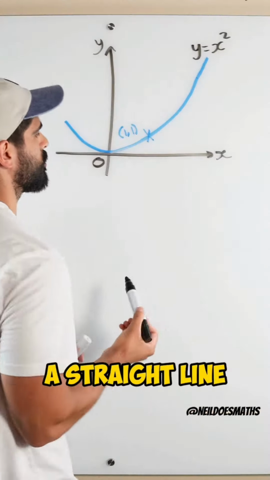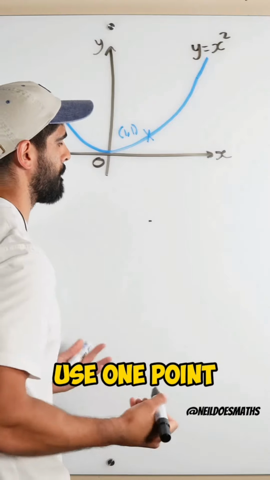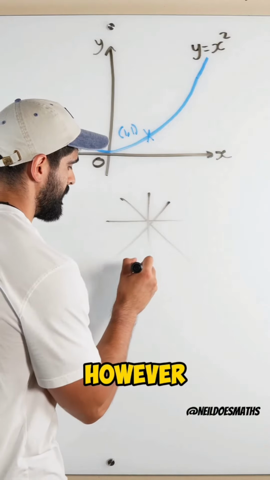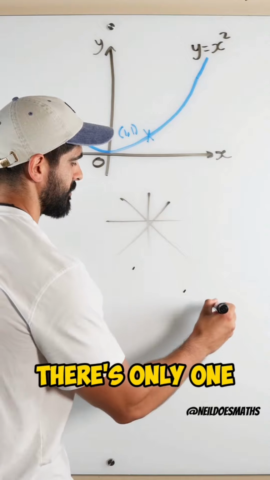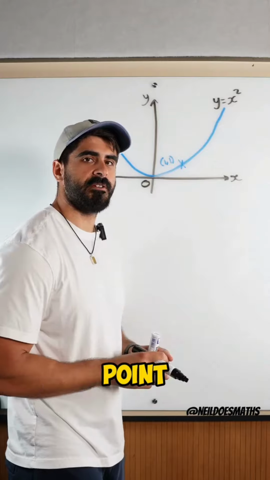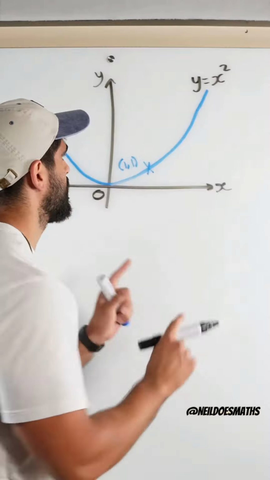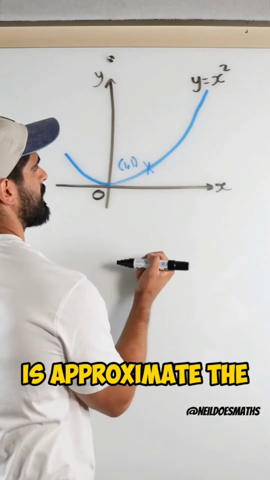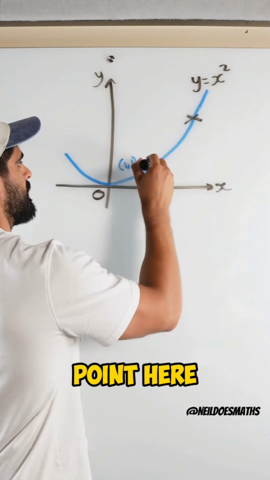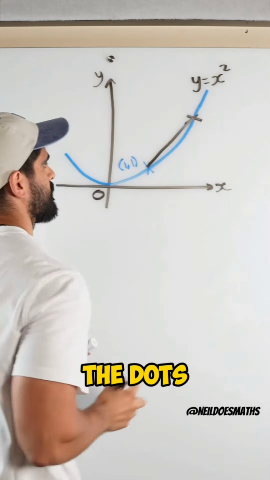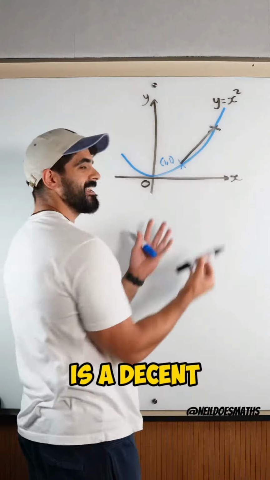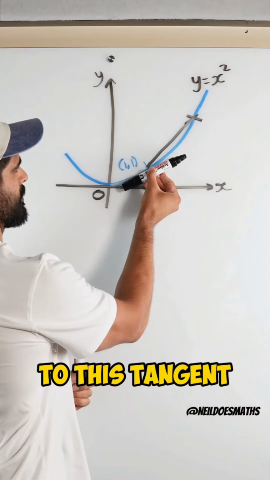Now, to draw a straight line, we cannot just use one point because I can draw an infinite number of lines through that point. However, if I have 2 points, there's only one line that I can draw. So I need to draw a tangent at this point, but there's only a single point. So what I'm going to do is approximate the tangent at this point by drawing another point here and connecting the dots. This we call a chord, and this chord is a decent approximation to this tangent.